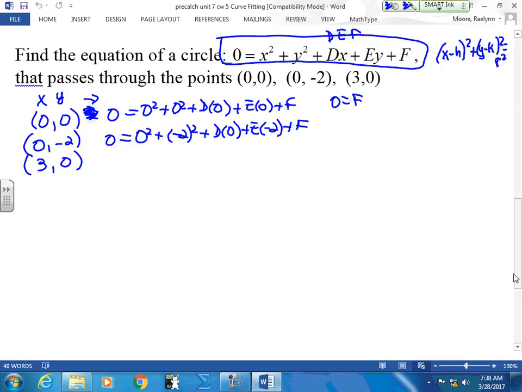Fix this line up. So this is going to be a 4, and 0 plus 4 is 4. The D comes out, you get a negative 2E plus F. Good? Jackson, good with you? Oh, yeah. Perfect? Good. Okay. Set the next one up. X and Y.